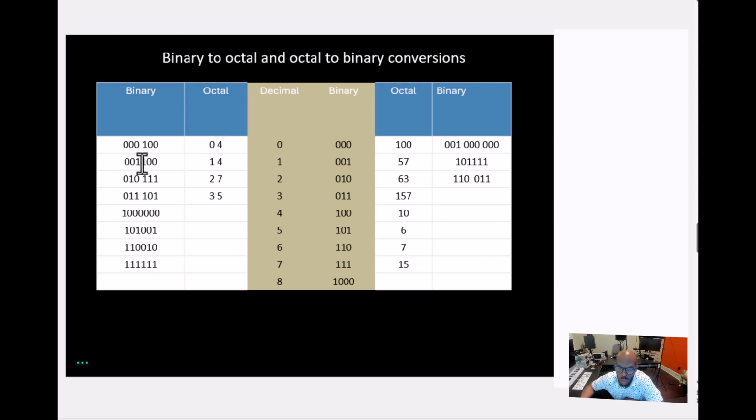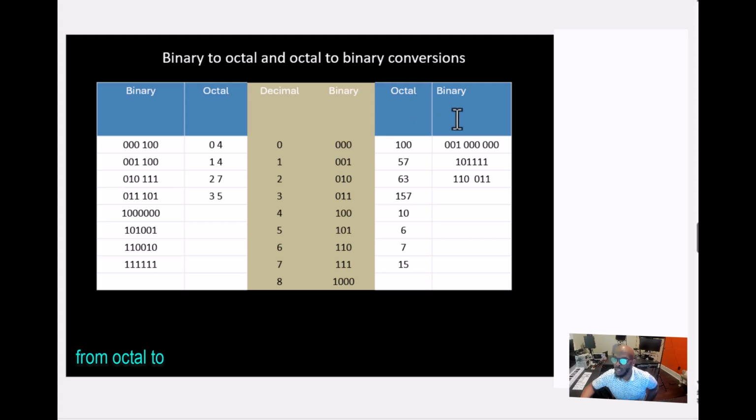Okay, so if we're going to do this one, we'll break it up. It'll be 0, 0, 1, 1, 0, 0. So let's find, okay, 0, 0, 1 is 1. 1, 0, 0 is 4. See? So we just put that up there. I left the rest of these as an exercise for you guys to do.